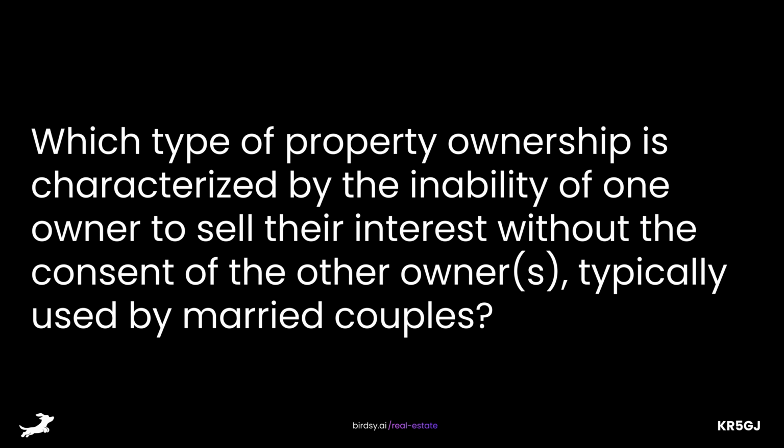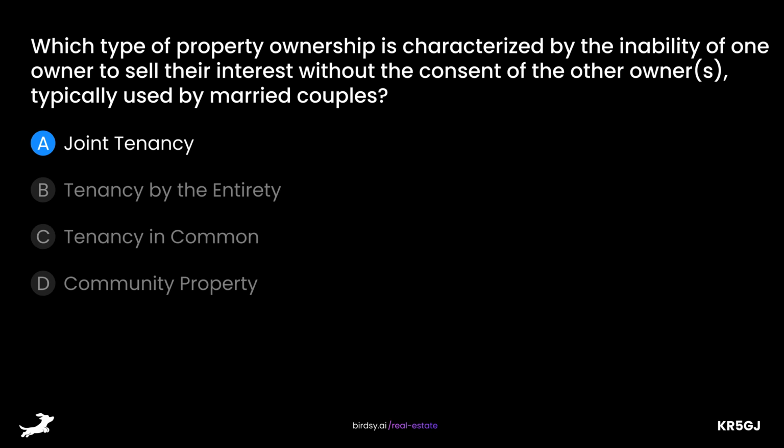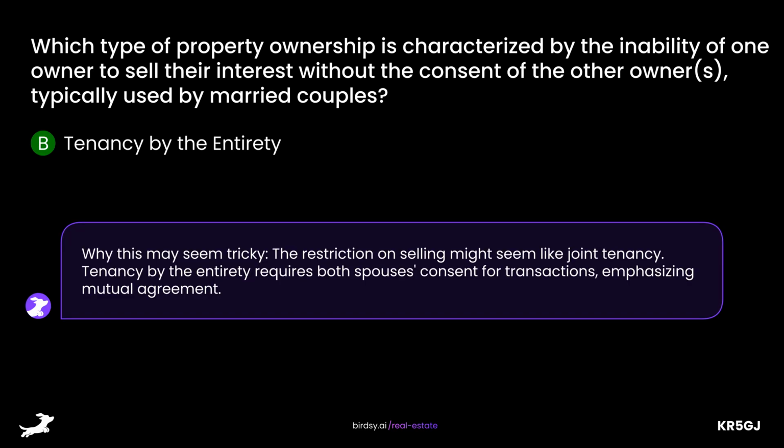Which type of property ownership is characterized by the inability of one owner to sell their interest without the consent of the other owner, typically used by married couples? Is it A, joint tenancy, B, tenancy by the entirety, C, tenancy in common, or D, community property? The answer is B, tenancy by the entirety. Why this may seem tricky. The restriction on selling might seem like joint tenancy. Tenancy by the entirety requires both spouses' consent for transactions, emphasizing mutual agreement.